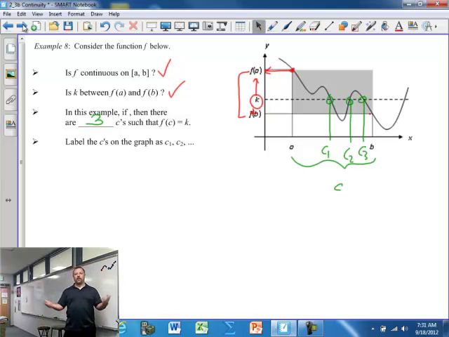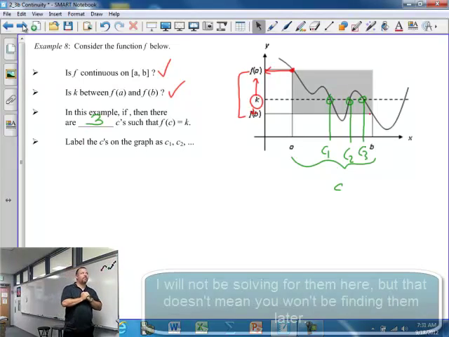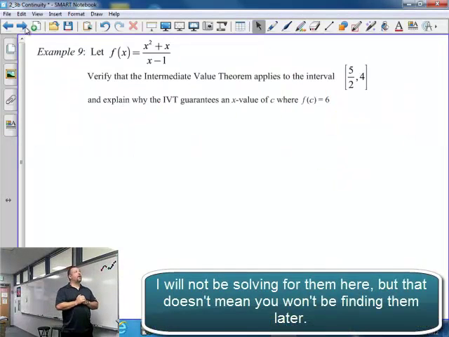Now, finding them involves algebra. You have to solve equations. You have to set one side equal to the other, solve however you wish. But guaranteeing their existence is done through the intermediate value theorem. Let me show you how this works, because we're not actually going to find any of these answers. We're just going to tell whether they exist.